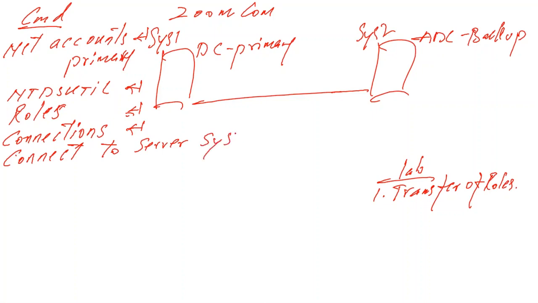Now here, what do I have to type, SYS1 or SYS2? SYS2, because we are sitting on system 1. We want to check the connectivity with system 2. We want to transfer the roles to system 2. So type SYS2 and press enter.